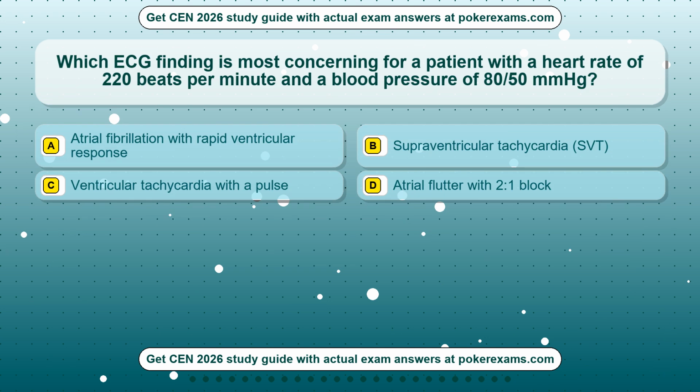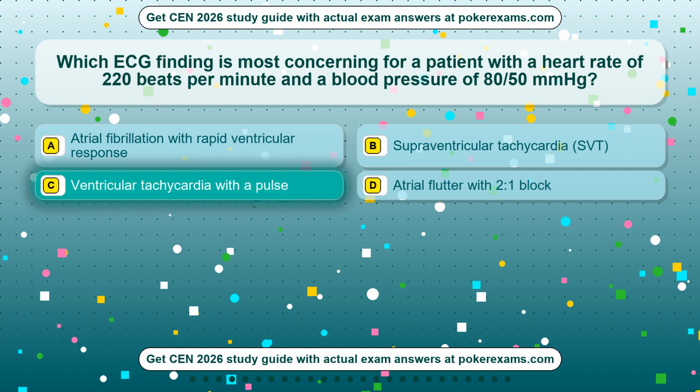Question 3. Which ECG finding is most concerning for a patient with a heart rate of 220 beats per minute and a blood pressure of 80/50 mmHg? Option A. Atrial fibrillation with rapid ventricular response. Option B. Supraventricular tachycardia, SVT. Option C. Ventricular tachycardia with a pulse. Option D. Atrial flutter with 2:1 block. The correct answer is option C.